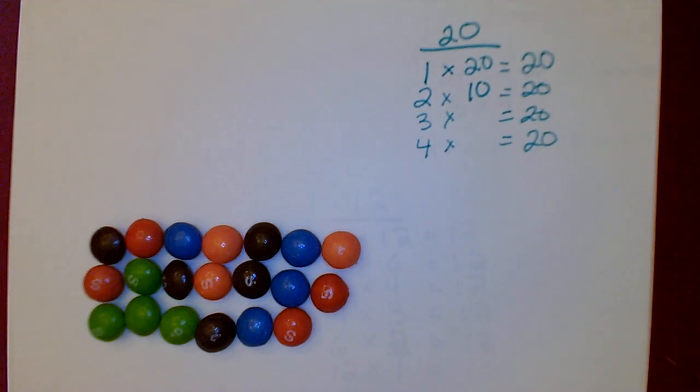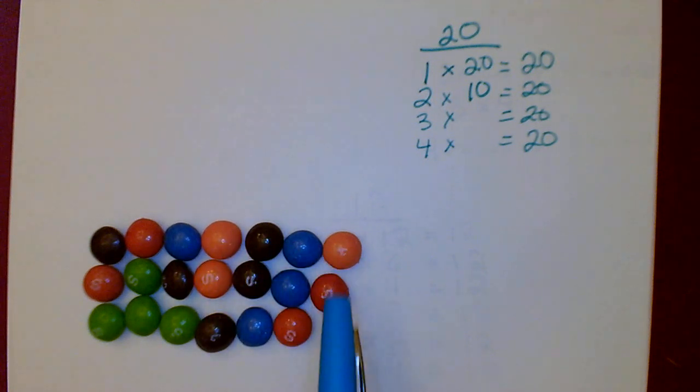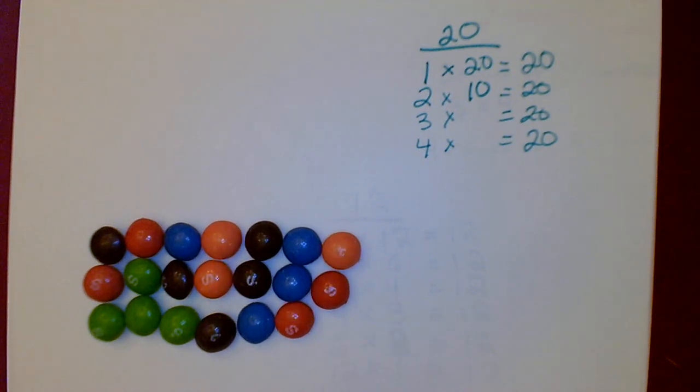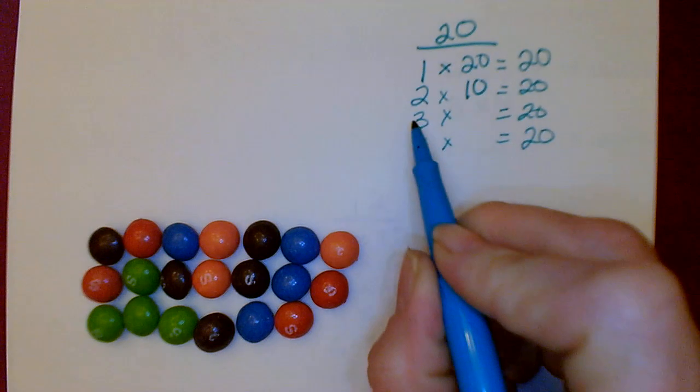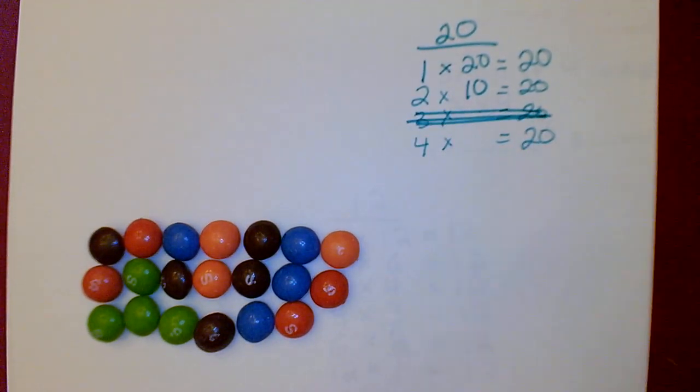I cannot evenly place these in rows of 3. 3 rows. Look. 1, 2, 3. This one has 1, 2, 3, 4, 5, 6, 7. This one has 7, but this one only has 6. It didn't work. 3 is not going to work for 20. 3 is not a factor of 20.